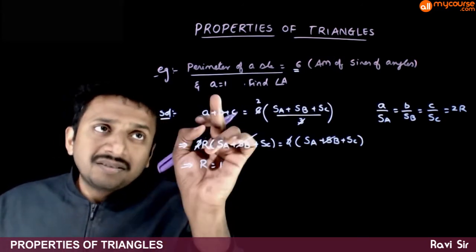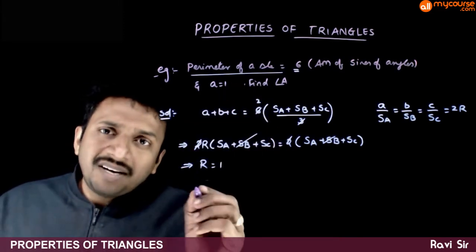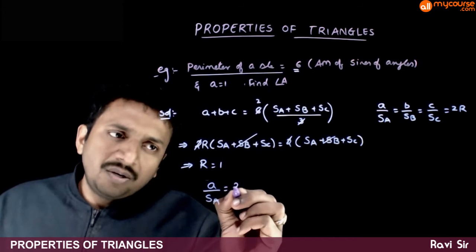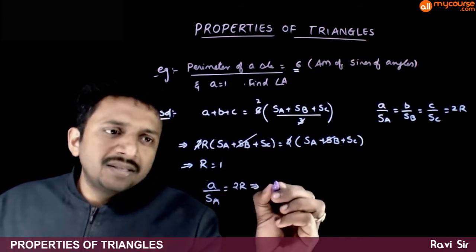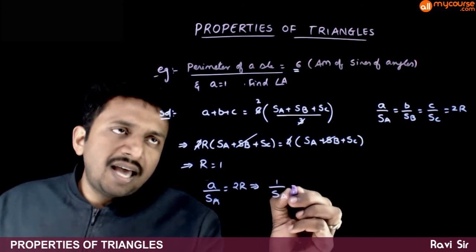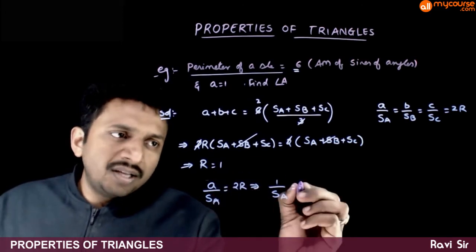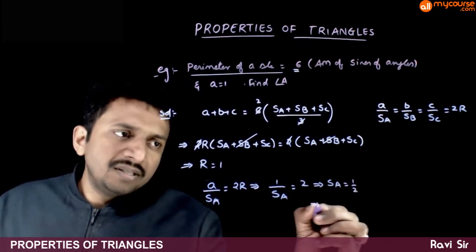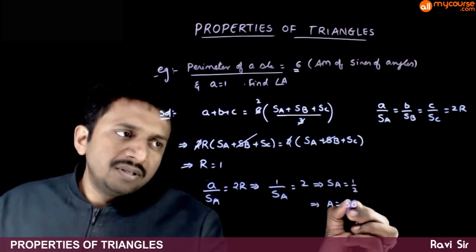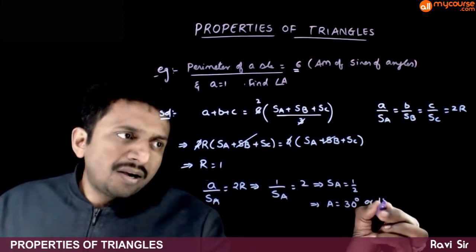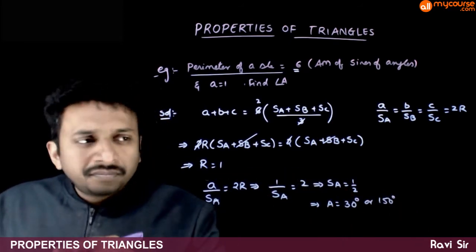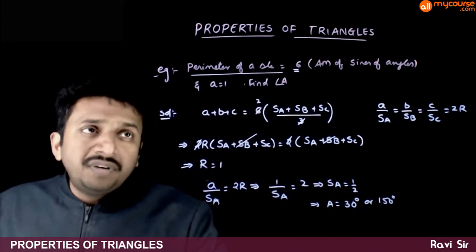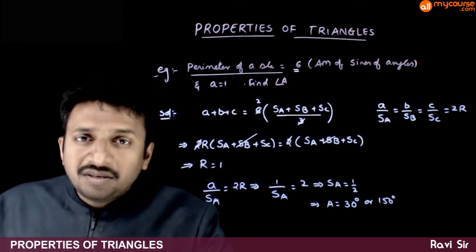Now once you have this, you have the side, you can easily find the angle. So we know that a by sine A has to be equal to 2R. This implies 1 by sine A has to be equal to 2 into 1, which is 2. This implies sine A is equal to half. This implies A is equal to 30 degrees or 150 degrees. So the angle A can either be 30 degrees or 150 degrees. These are the two possible answers for this question.